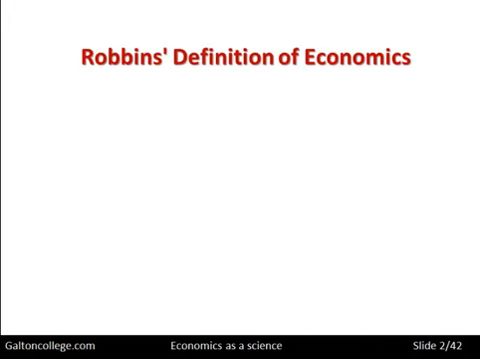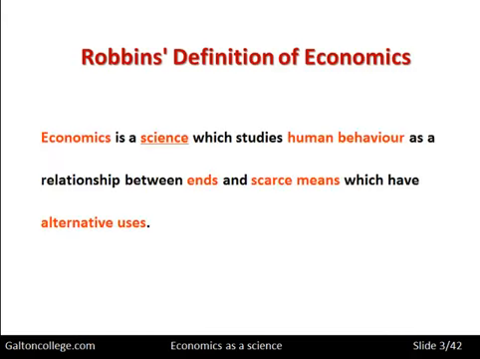We'll start by talking about Robbins' definition of economics. Now this is a famous definition of economics put forward by Lionel Robbins in the 1930s. The definition is well known right throughout the world, and it's important we are familiar with it. The definition states that economics is a science which studies human behavior as a relationship between ends and scarce means which have alternative uses.